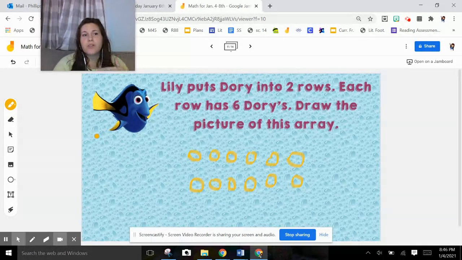And then you can also go a step further and create an equation for your array. Every array has 2 equations. So you either can add the columns that go up and down, which would be 2 plus 2 plus 2, and you would keep going until you get to your answer. Or you could add your rows together, which would be 6 plus 6. And both will give you the exact same answer because it's the same amount of objects. We're going to do that in the next step a little bit further.